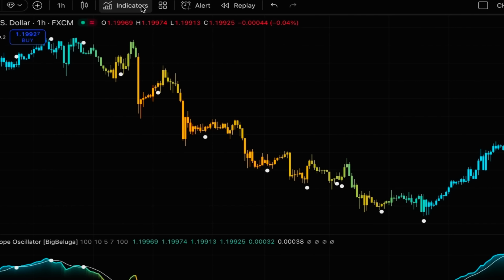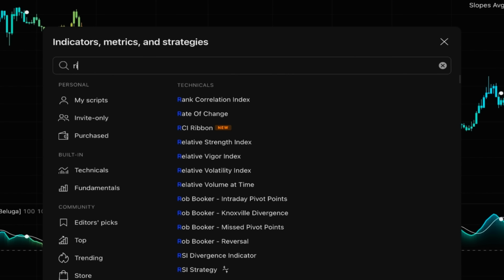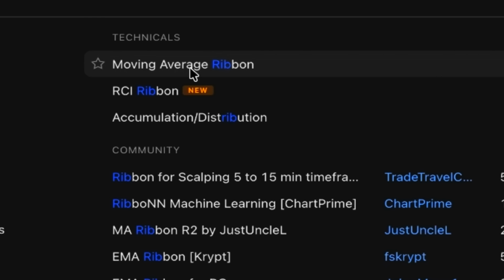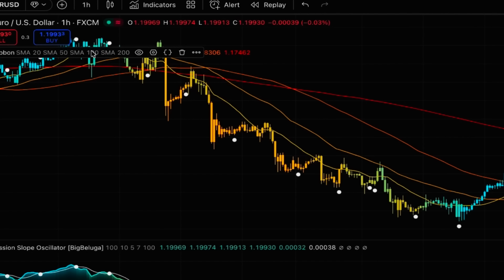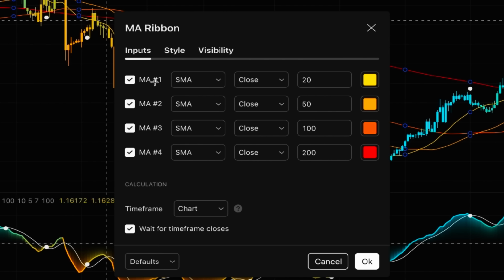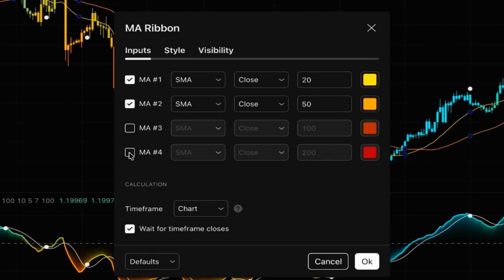So here we click on indicators and we search ribbon, this one, moving average ribbon, and then we need to go to the settings of the ribbon to adjust the settings. First, we remove 2 of the moving averages because we only need 2 exponential moving averages, so here we set EMA for them. Then for the first EMA, we set the length at 5. And for the second EMA, we set the length at 13.